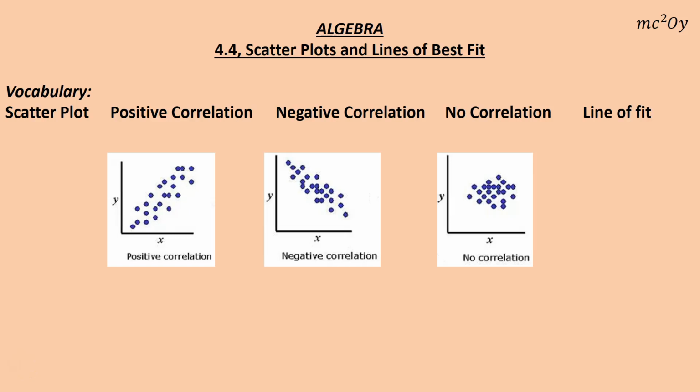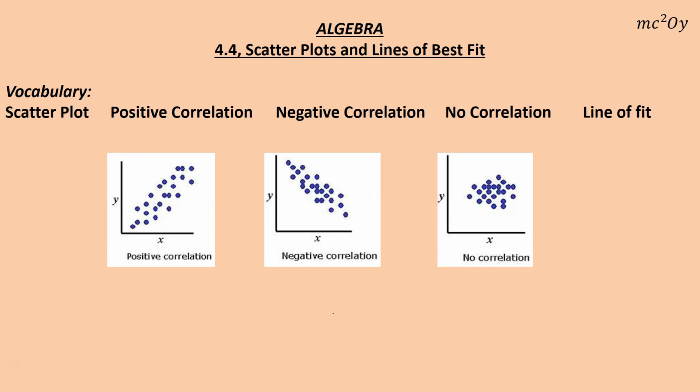4.4 scatter plots and lines of best fit. The lines of best fit here and scatter plots really have to do with linear equations when we're dealing with positive and negative correlation in this chapter. So a scatter plot, anytime you plot a bunch of points on a graph, is a scatter plot. So all these different graphs here are scatter plots.